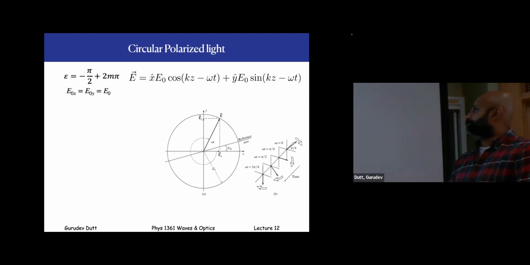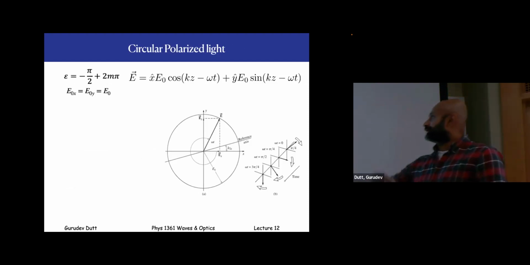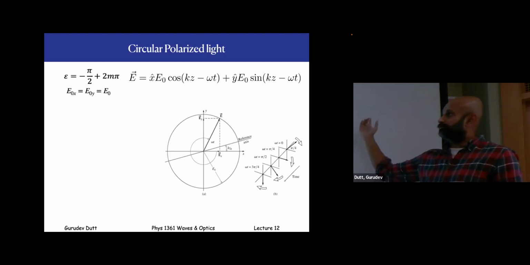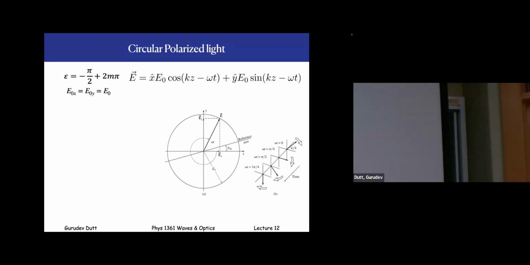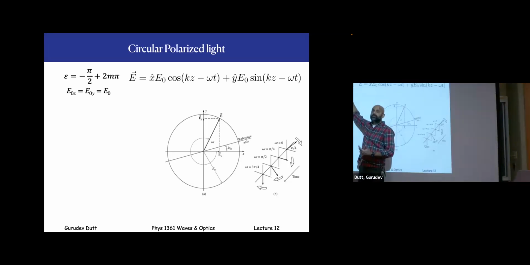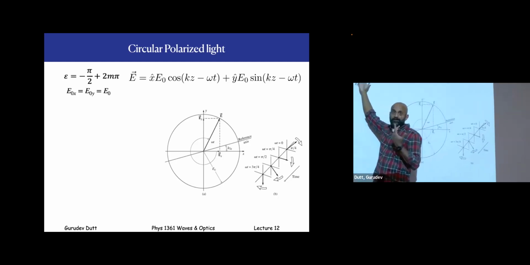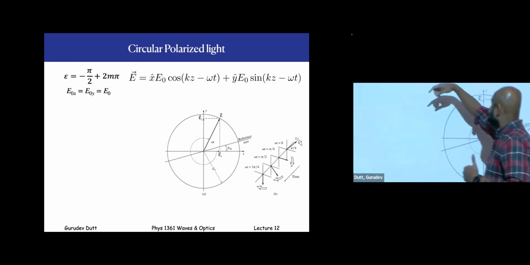Now we come to circularly polarized light. Remember, I just derived this for you on the board, when epsilon equals minus pi over 2. Also, of course, I should note that adding 2 pi or multiples of 2 pi to that doesn't change anything, because those trigonometric relationships are identical.